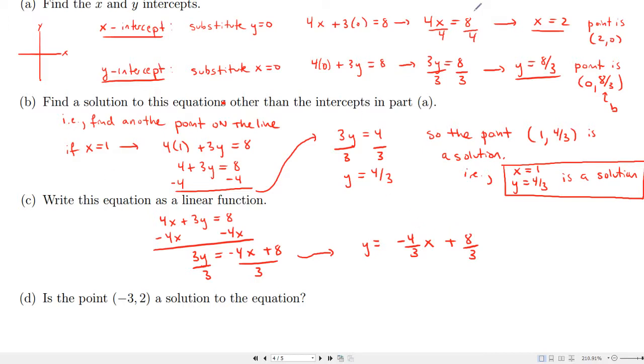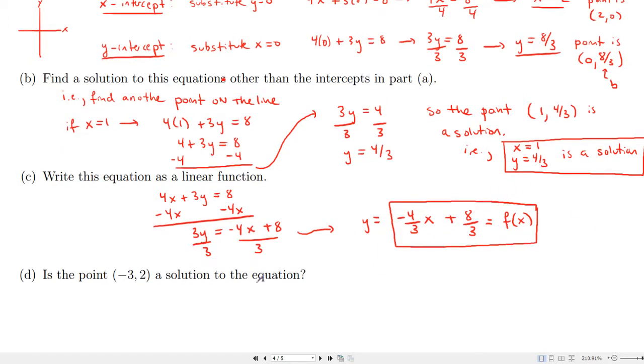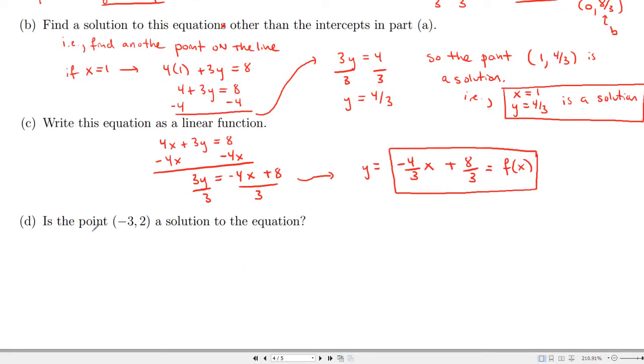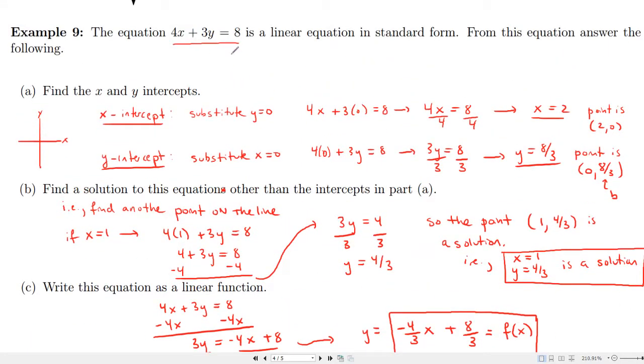Now, we have solved for y, but just to finish this up, we could say that that is f of x, just so we know that that's a function of x. But if you wrote y equals negative 4/3 x plus 8/3, that would be fine. But here we see that it really is a function. Okay, and then the last question is: is the point negative 3, 2 a solution to this equation? So what we could just do is substitute in this point and see if we get that it's a valid solution.